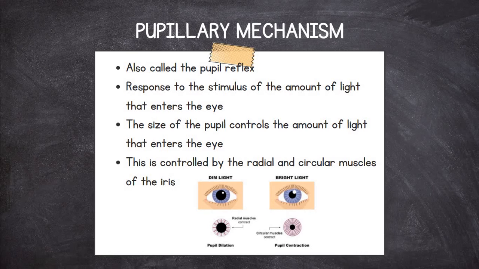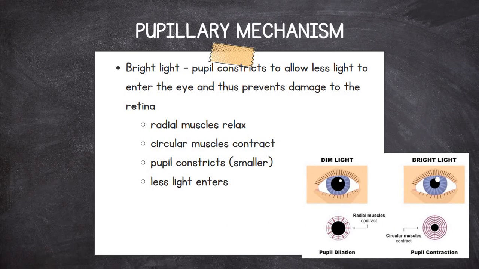Okay, so now we are going to look at how this exactly works. In an environment where we have bright light, so our stimulus is bright light, the pupil will constrict to allow less light to enter the eye, and thus prevents damage to the retina. So if you are in bright light, you want that hole in your pupil to be smaller, so less of that light is able to go through, otherwise the retina will be hurt.